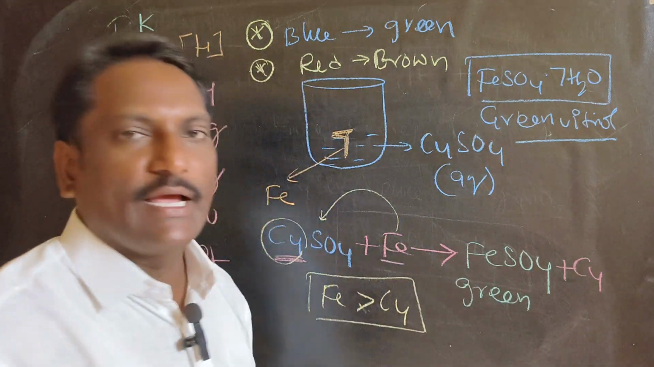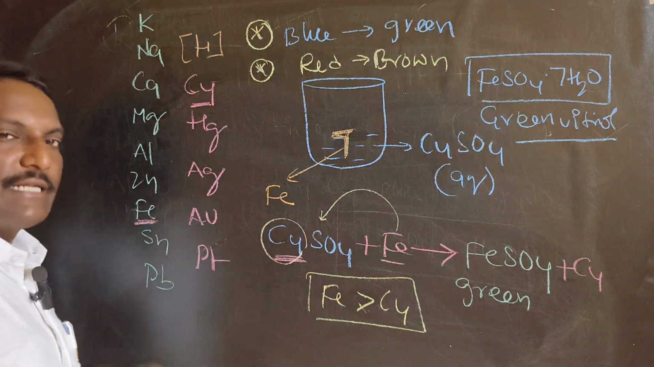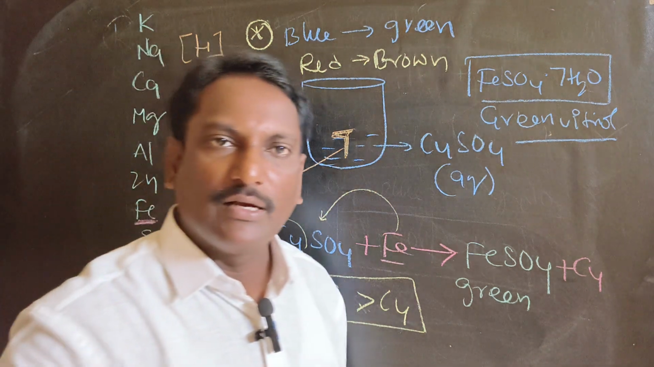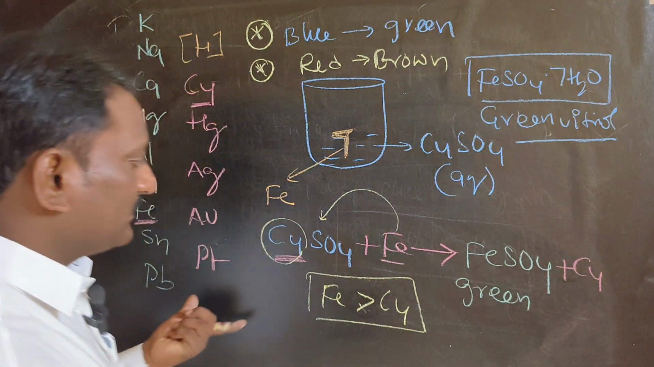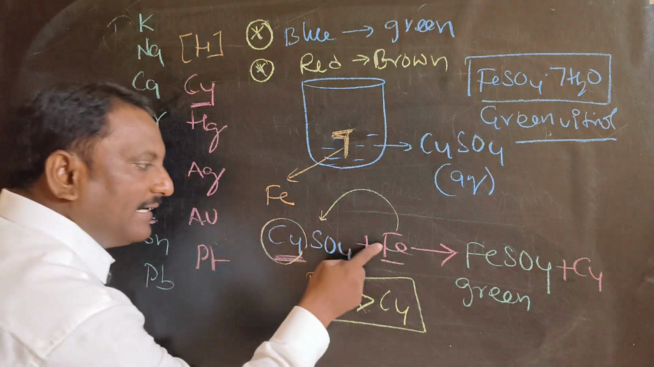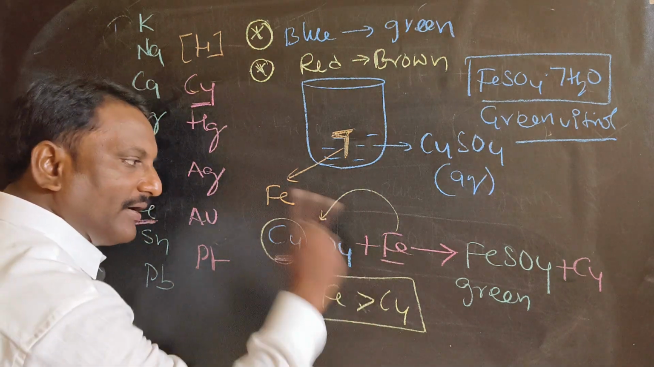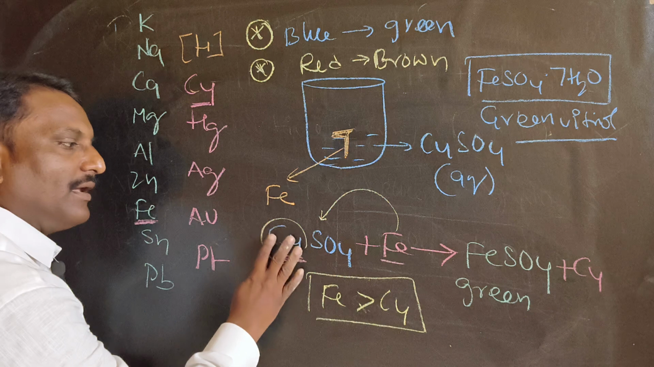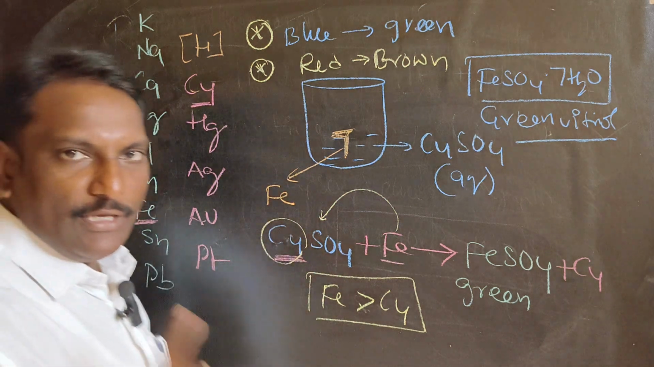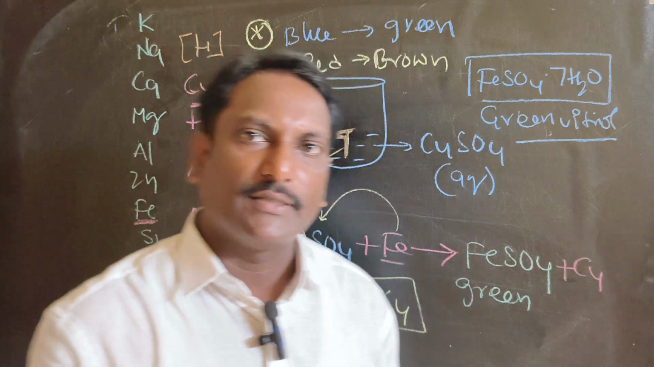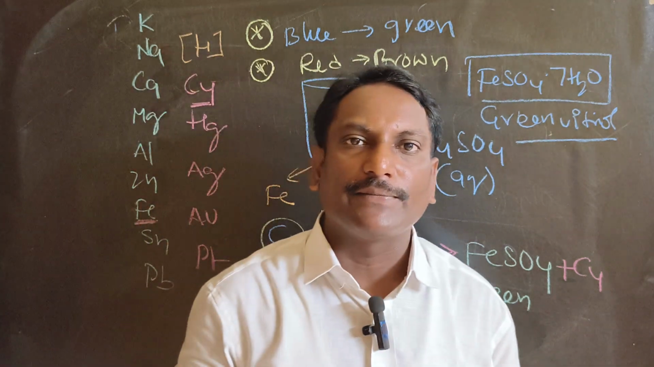So that means in this reaction, copper is replaced by iron because iron is more reactive than copper. What is a displacement reaction? A highly reactive element or metal displaces a less reactive element or metal from its solution. That is called a displacement reaction. Is it clear to you, my dear?